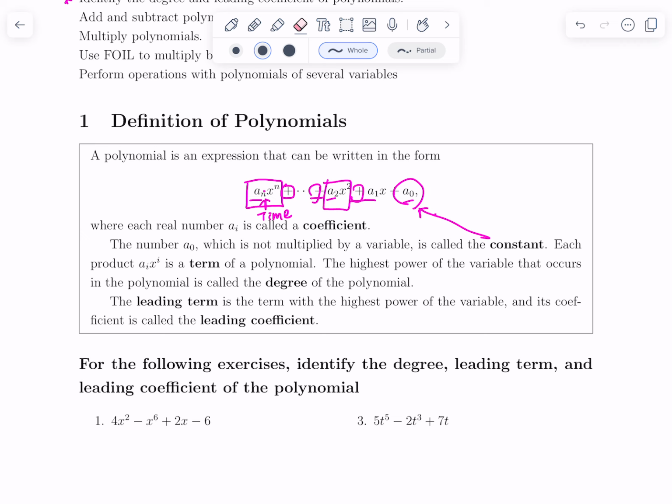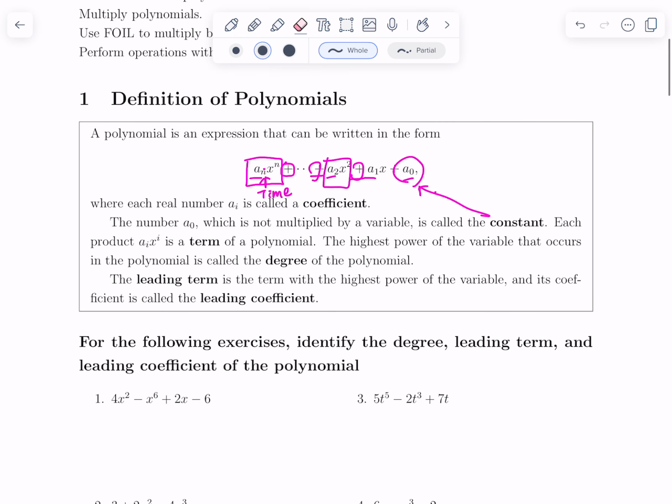And the highest power of a variable that occurs in the polynomial is called the degree of the polynomial. So I will show you the example later on in this video. And the leading term is the term with the highest power of the variable, and its coefficient is called the leading coefficient. So there are a lot of new definitions.